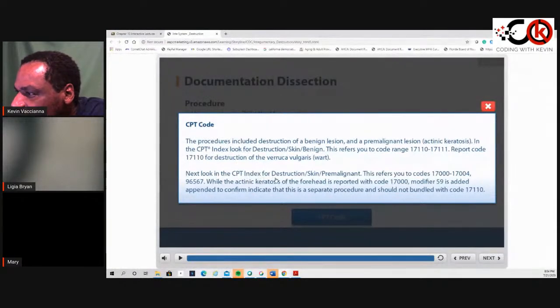Next, look in the CPT index for destruction of the skin premalignant. This will reference you to these code sets 17000 through 17004 and 96567. Those will be in your index. While the actinic keratosis of the forehead is reported with code 17000, modifier 59 is appended to indicate that this is a separate procedure and should not be bundled with code 17110. So you would add the modifier 59 in that case. Okay? So what code are we reporting? 17000 with modifier 59. Any questions?